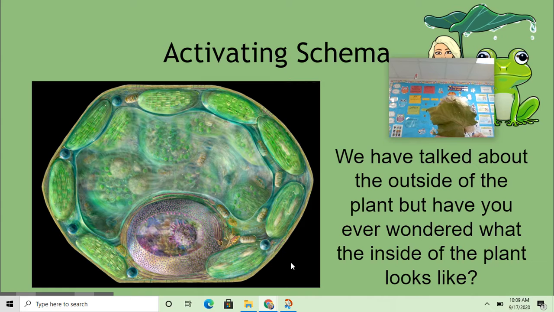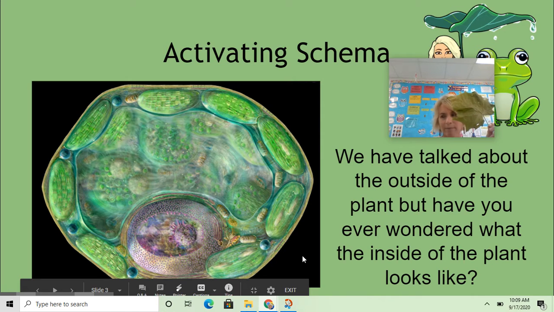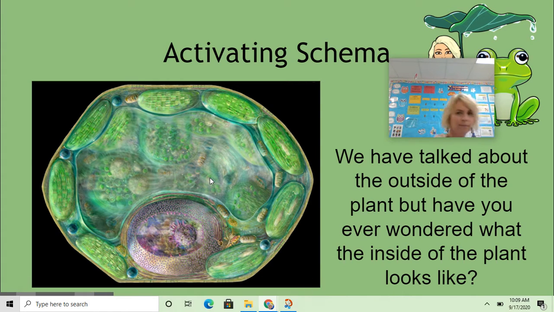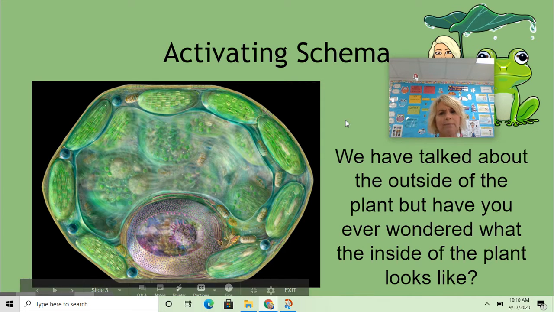Now, we're used to using our magnifier in science class, but a scientist has used something even stronger than the magnifier or the hand lens to look at the inside. A scientist has used a microscope. We talked about this back when we learned about the science tools. A scientist has used a microscope to look at the inside of a plant leaf or the inside of a plant. And this is called a plant cell. So let's learn about these different parts.